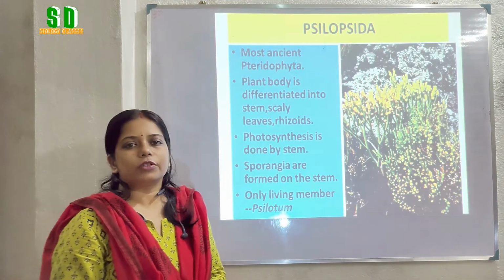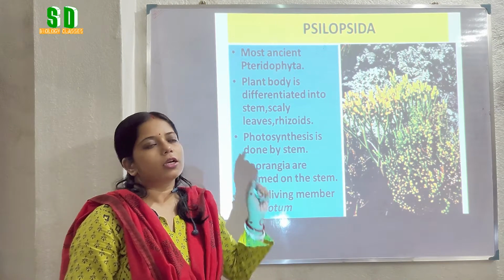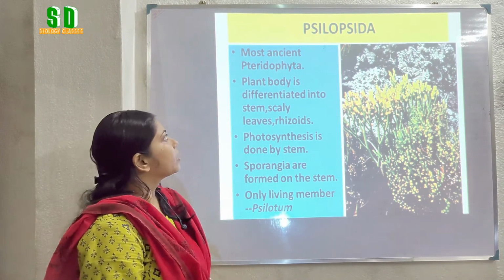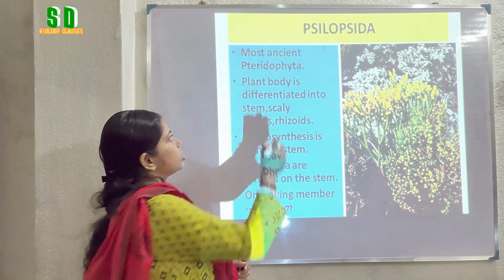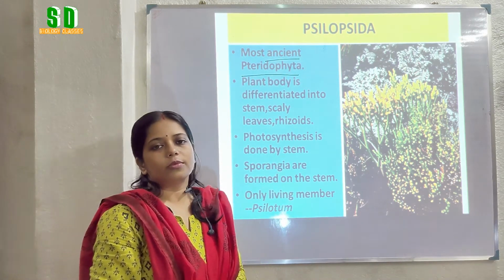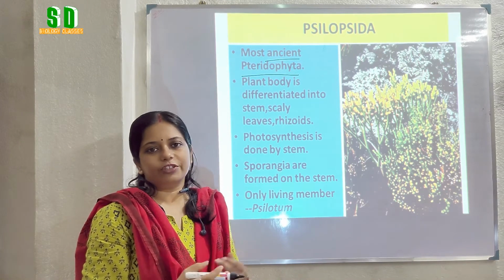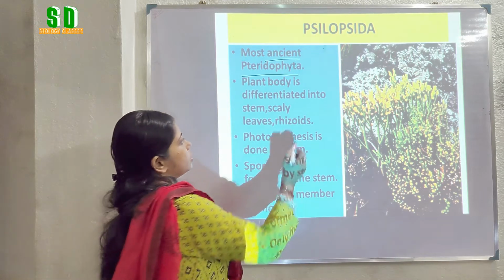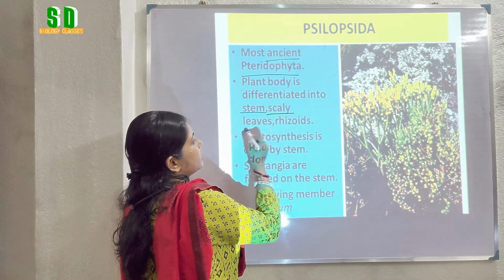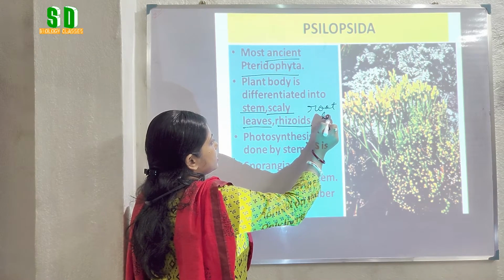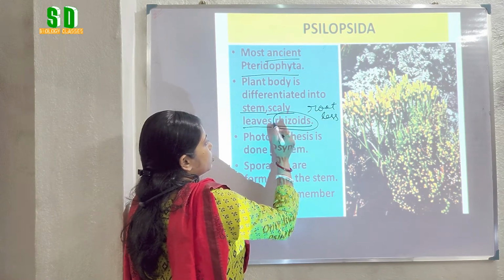So students, first of all we will know about the first type of pteridophyta, that is called the Psilopsida. They are the most ancient pteridophyta. Most of the members are not living nowadays. The plant body is differentiated into stem, scaly leaves and rhizoid. They are rootless. Instead of root, they have rhizoids.